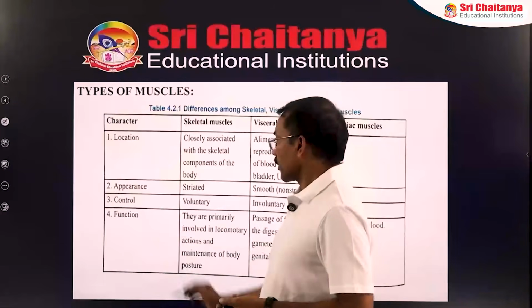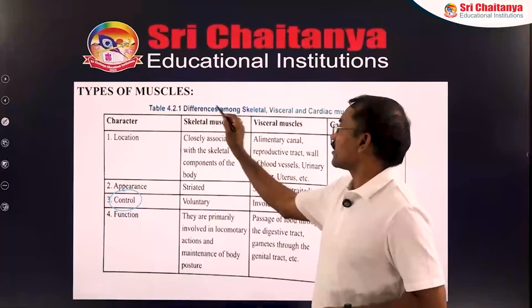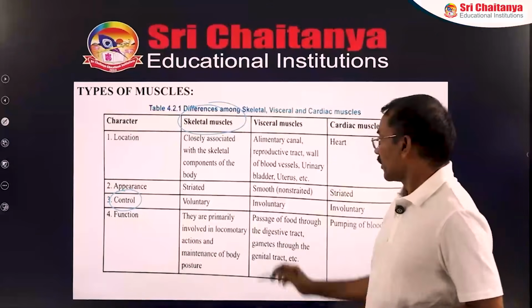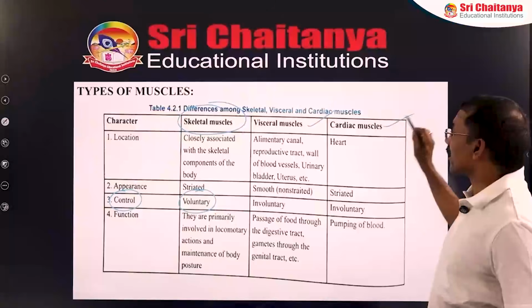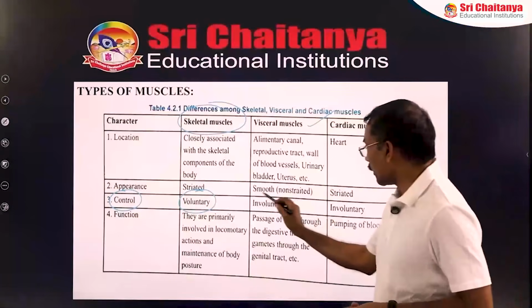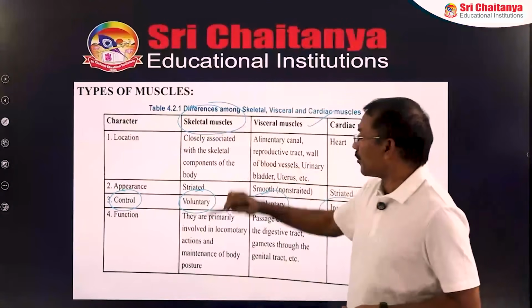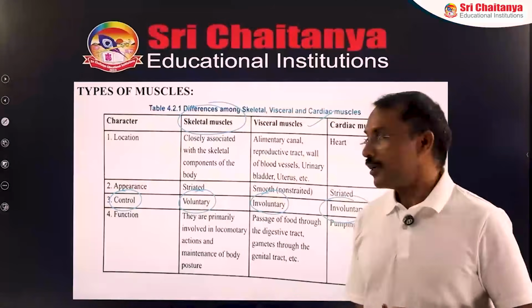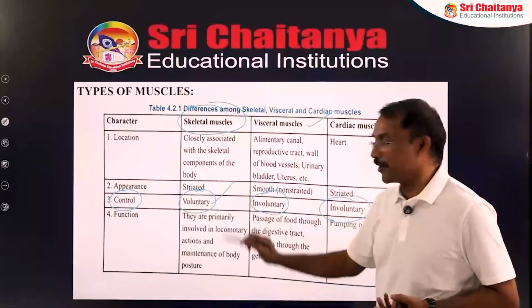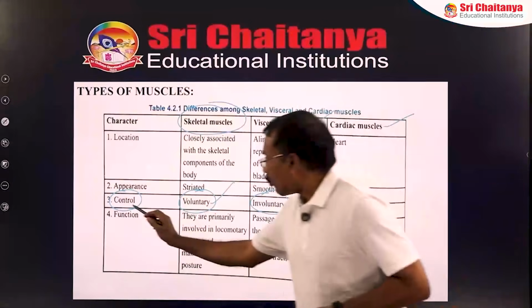Next, control. Functionally, skeletal muscles are voluntary, whereas visceral muscles and cardiac muscles are involuntary. Skeletal muscles are under control of the willpower of an individual. So that is said to be voluntary. What about function?